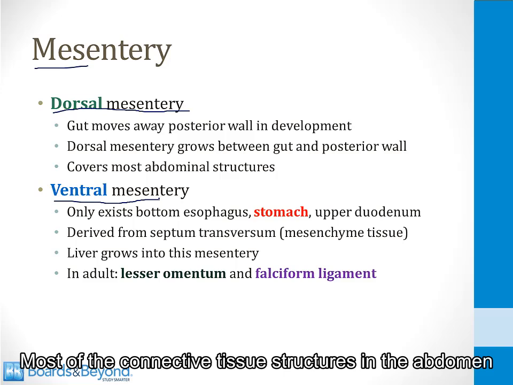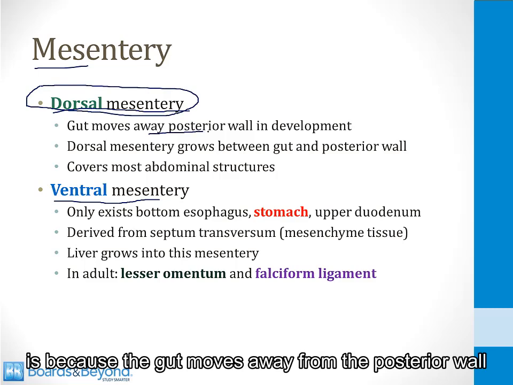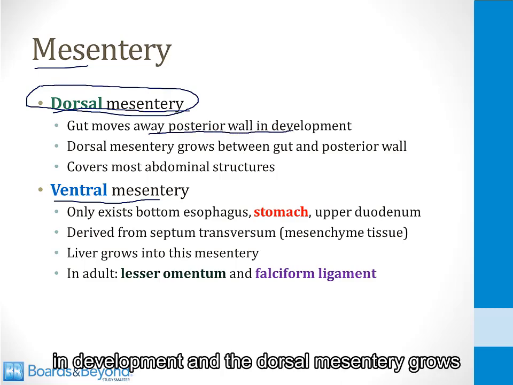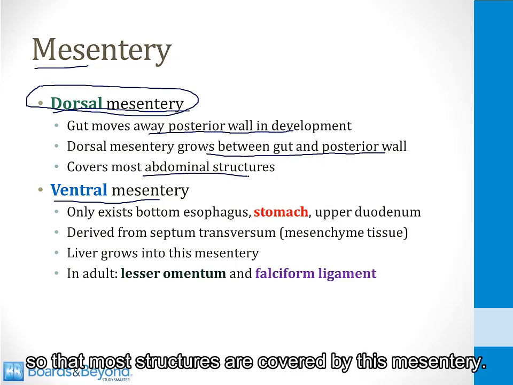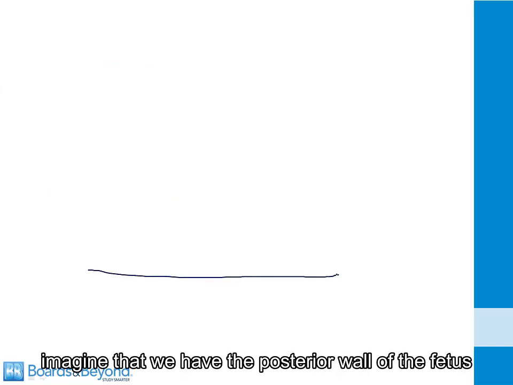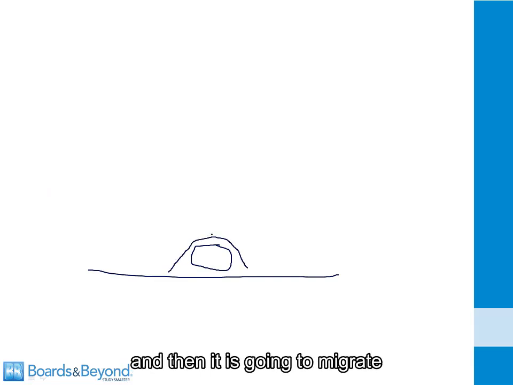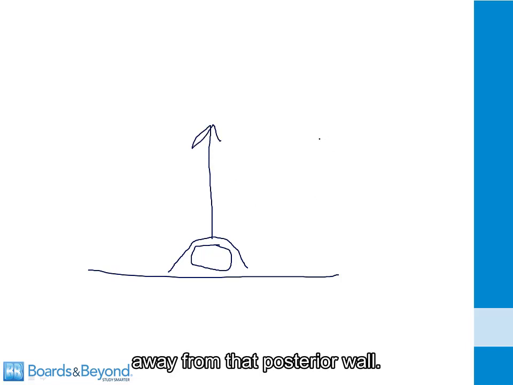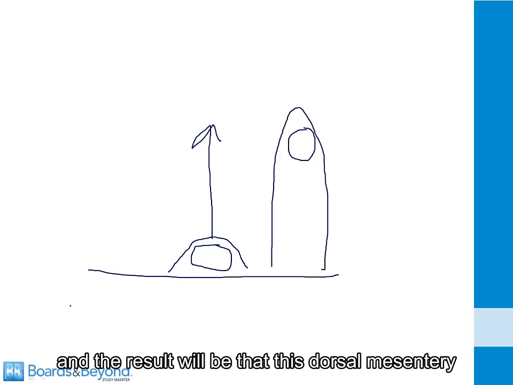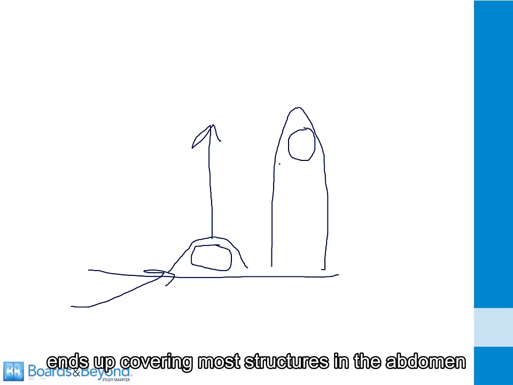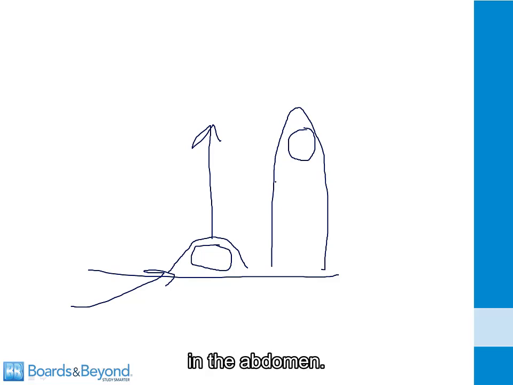Most of the connective tissue structures in the abdomen come from dorsal mesentery. The reason for this is because the gut moves away from the posterior wall in development, and the dorsal mesentery grows between the gut and posterior wall so that most structures are covered by this mesentery. To understand this better, imagine that we have the posterior wall of the fetus and we have the gut tube here. It is going to be covered in mesentery, and then it is going to migrate away from that posterior wall. As it does so, it will pull that mesentery with it, and the result will be that this dorsal mesentery coming off the back of the fetus ends up covering most structures in the abdomen and being responsible for most of the mesentery in the abdomen.